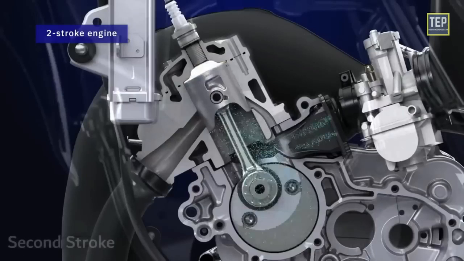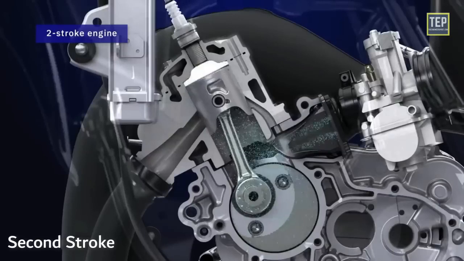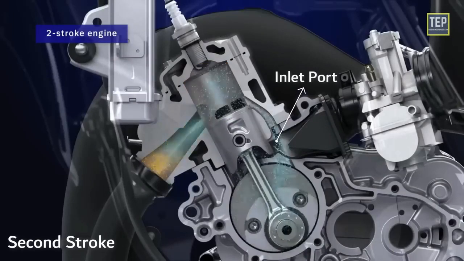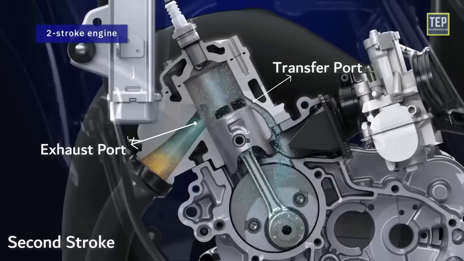In the second stroke, the compressed charge is ignited in the combustion chamber by means of an electric spark produced by the spark plug, slightly before the completion of the compression stroke. Due to combustion, the piston is moved in the downward direction. During this stroke, the inlet port is covered by the piston and the fresh charge is compressed in the crankcase. Further downward movement of the piston uncovers the exhaust port and then the transfer port.